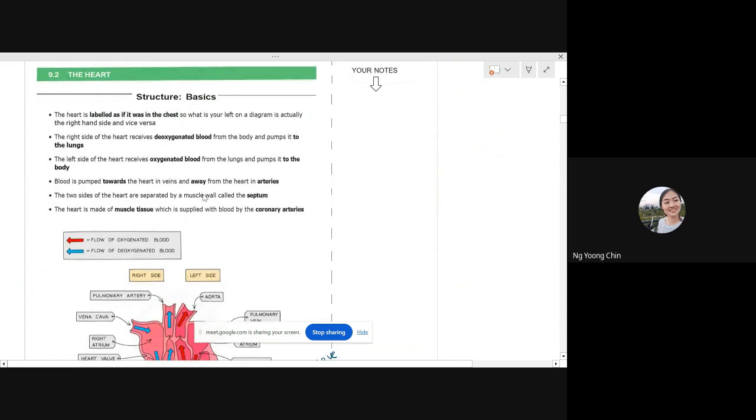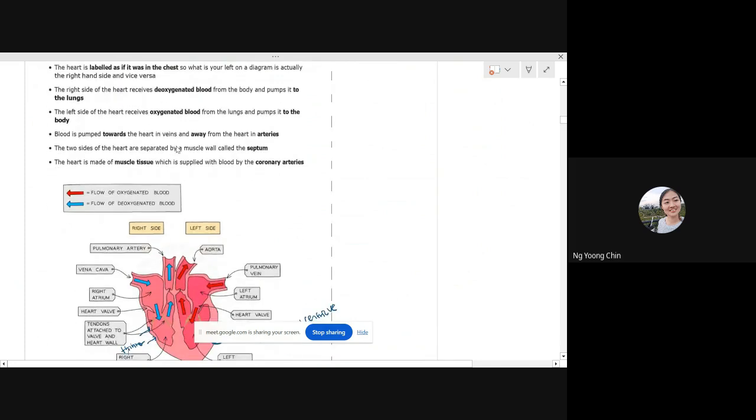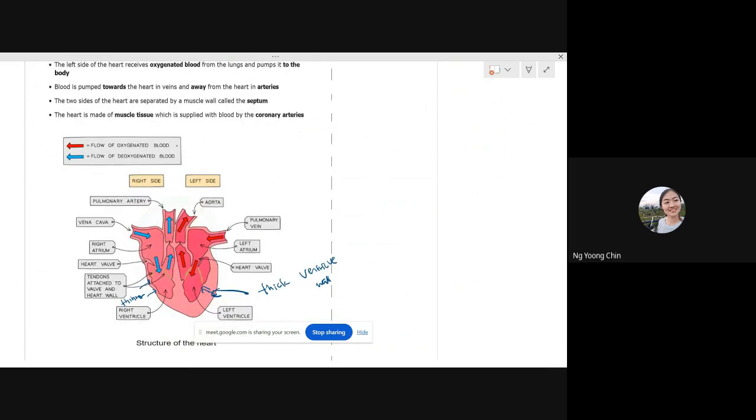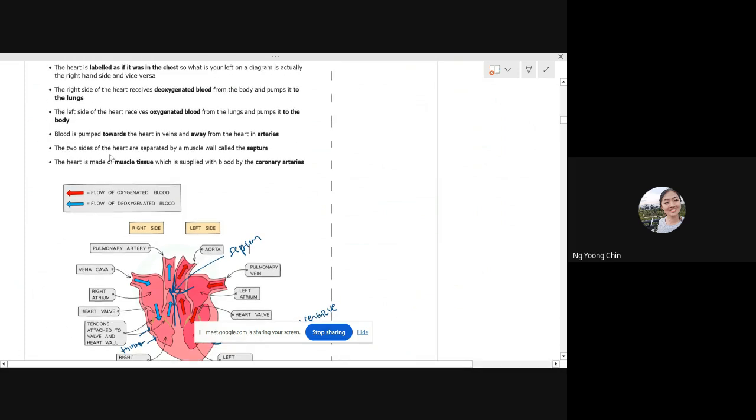Okay, and then just remember that in the human heart itself, the oxygenated blood and the deoxygenated blood do not mix. So why? Because that increases the efficiency of pumping the blood. So that's why we have what we call a septum. This is the septum, like this here. The septum helps to separate those two types of blood. So you can see that the two sides of the heart are separated by the muscle cell wall called the septum.